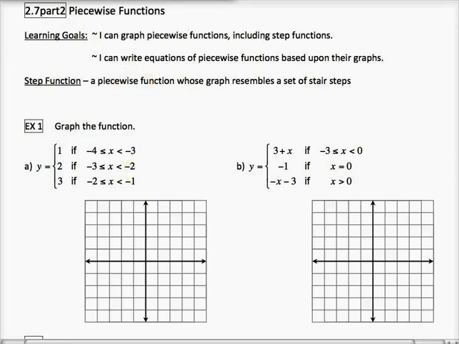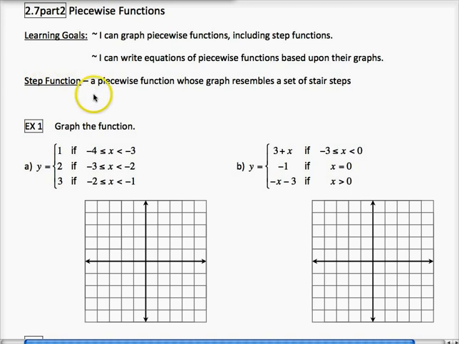All right, today we continue our discussion of piecewise functions. And so our learning goals are looking very similar to what we had in 2.7 Part 1. We want to be able to graph piecewise functions, including this time step functions, which we did not talk about the first time. Second learning goal, I can write equations of piecewise functions based upon their graphs. So that's the same learning goal, but we're going to be applying it with the new type of piecewise function that is called a step function.